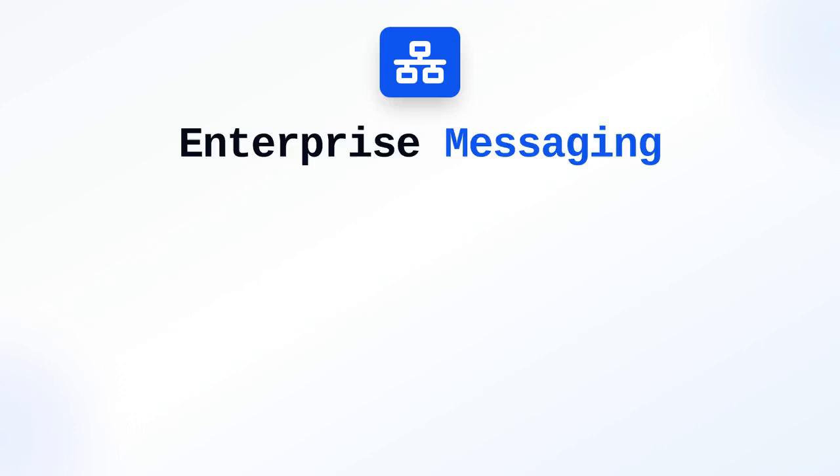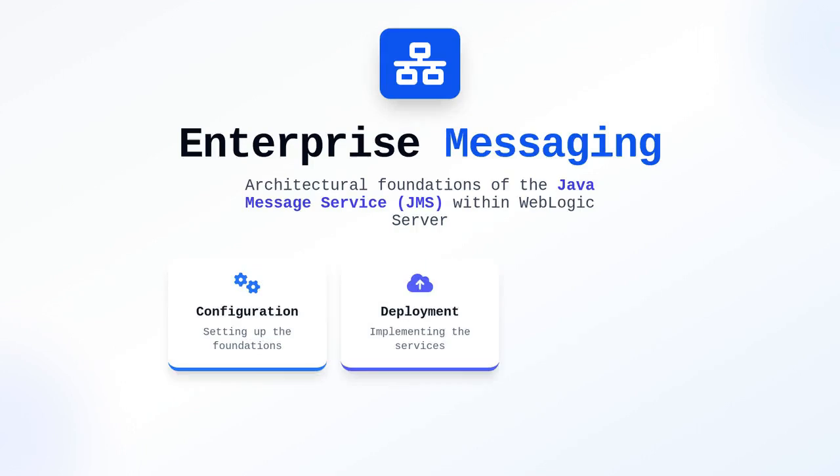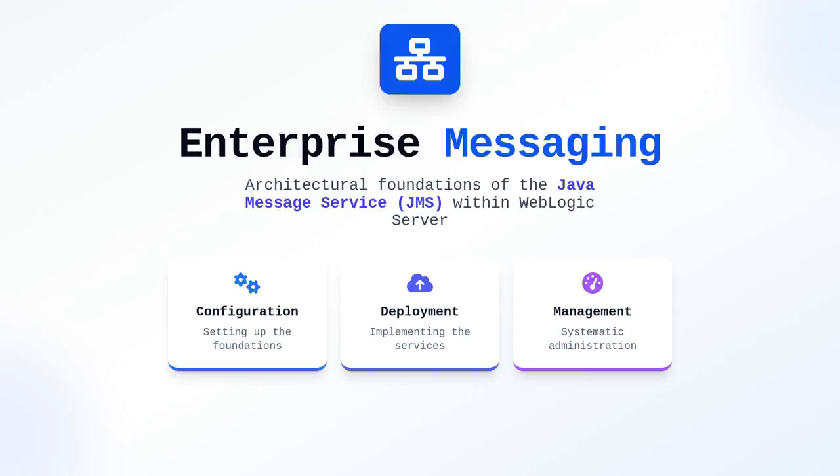Welcome to the chapter on enterprise messaging, where we will examine the architectural foundations of the Java Message Service within WebLogic Server. Throughout this section, we will systematically navigate the configuration, deployment, and management of asynchronous messaging subsystems.